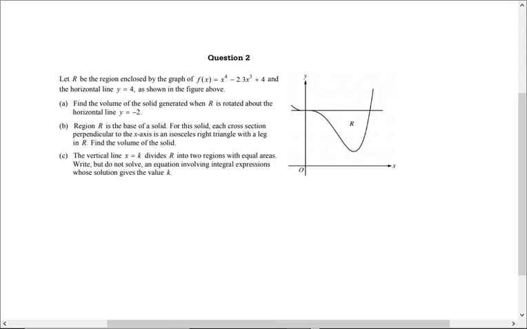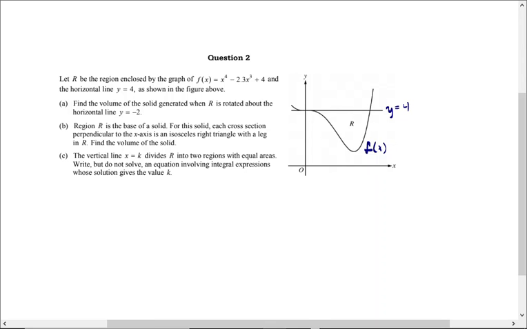It is 2014, number 2, a free response question. So let's take a look at it. It says, let R be the region enclosed by the graph F and the horizontal line y equals 4. So this is F down here. And of course, y equals 4 is this horizontal line.